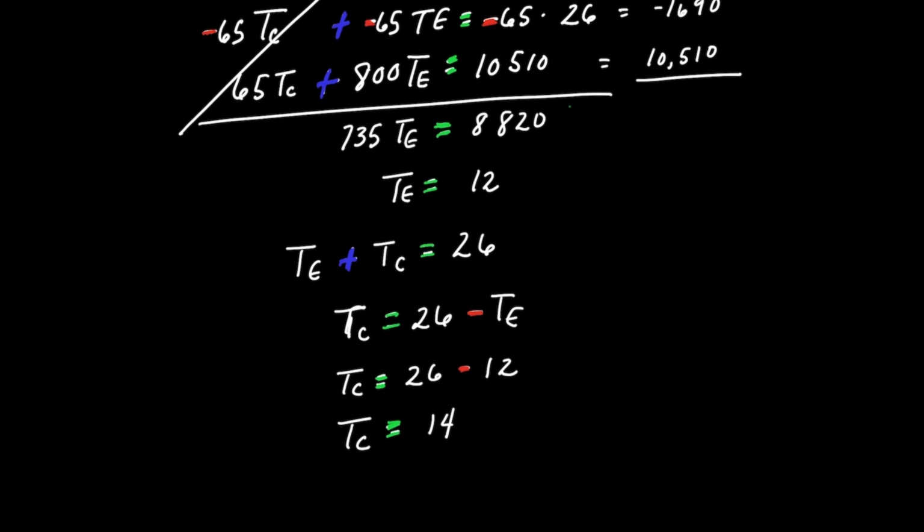And that will give us 14. So now we know that there were 14 of the older kids and 12 adults that went to the concert.